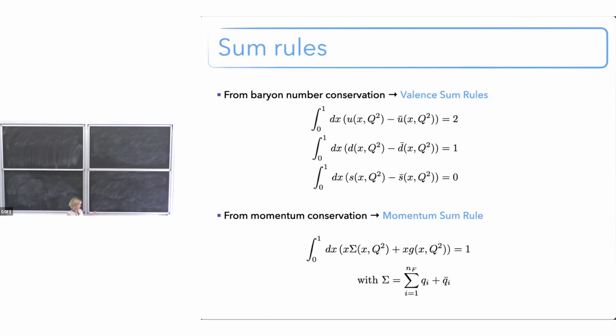And also you have from the momentum conservation, the momentum sum rule, which is what I was mentioning before. So if you sum up the fraction of momentum carried by all quarks, anti-quarks, and gluon, you have to get 1, okay? Very good.